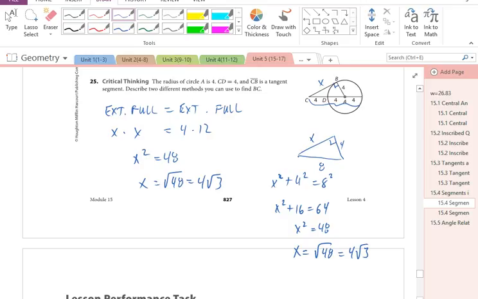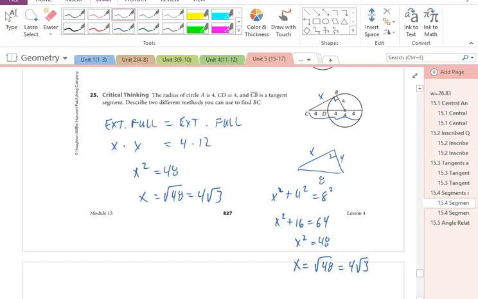So you get the same answer 2 different ways, either by using the Pythagorean theorem or by doing external times full length equals external times full length. Any other homework questions?